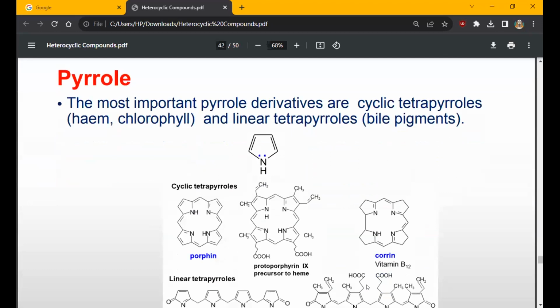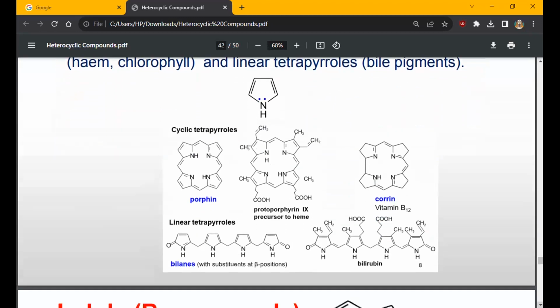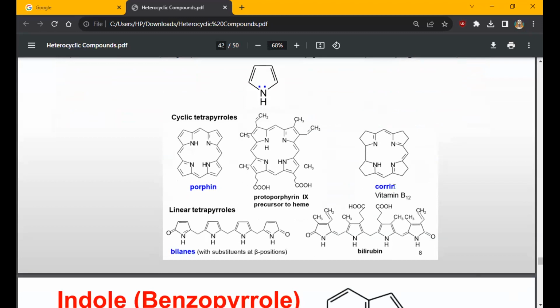Then we have pyrrole. The most important derivatives of pyrrole, we have heme and chlorophyll, and also linear tetrapyrrole. These are bile pigments. So you can just see them there, all of here. All of these are derivatives of pyrrole.